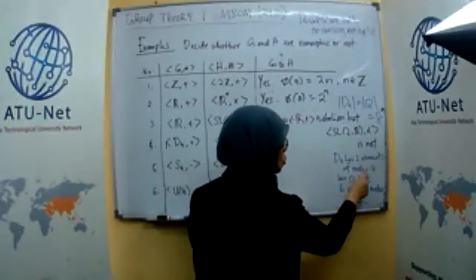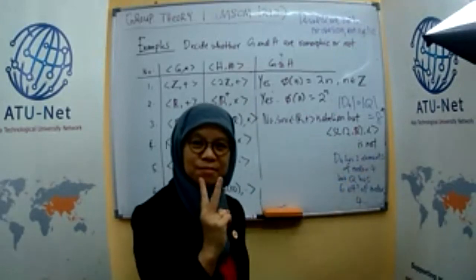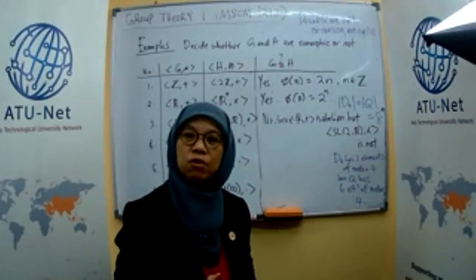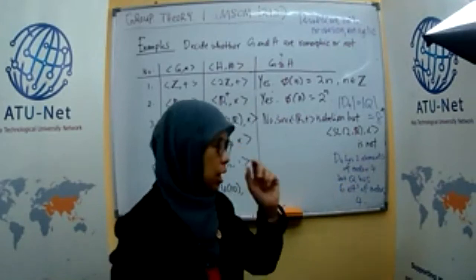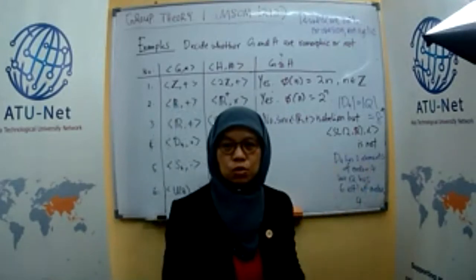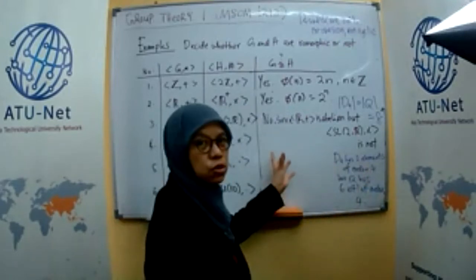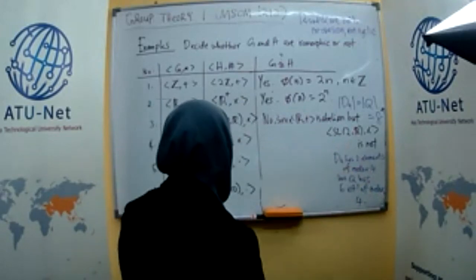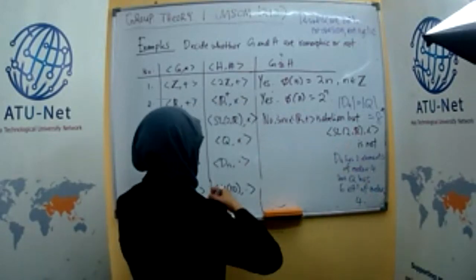You can also use order 2, because they also don't have the same number of elements of order 2. I use order 4, but you can also write this one has this many of order 2, this one has this many of order 2. Yeah? Okay, so the answer is no.